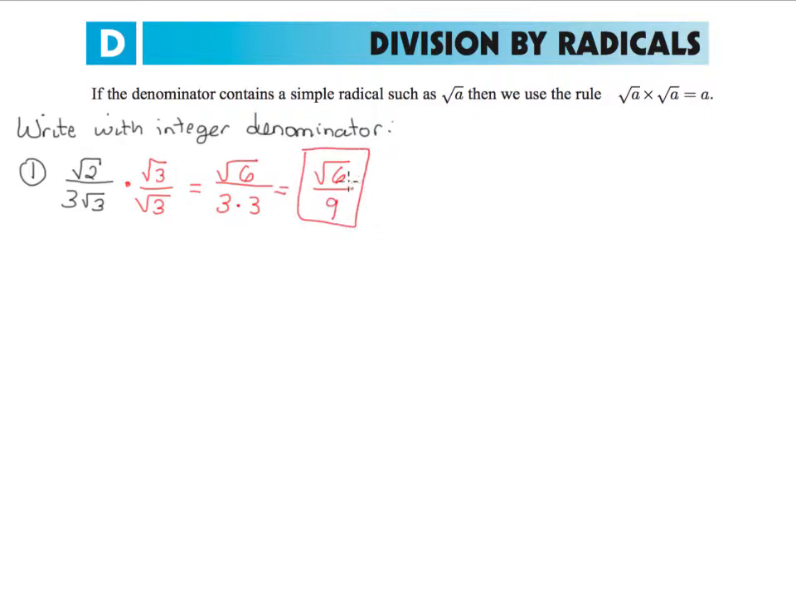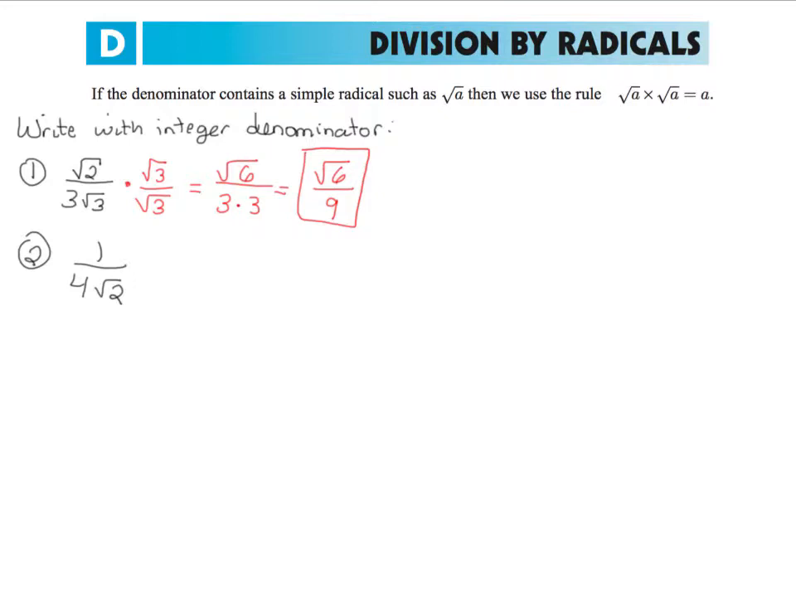Please don't make the mistake of trying to simplify the 6 and the 9. That 6 is underneath the square root, so I cannot take a 3 out of it to simplify with the 3 and the 9. So please don't make that common mistake.